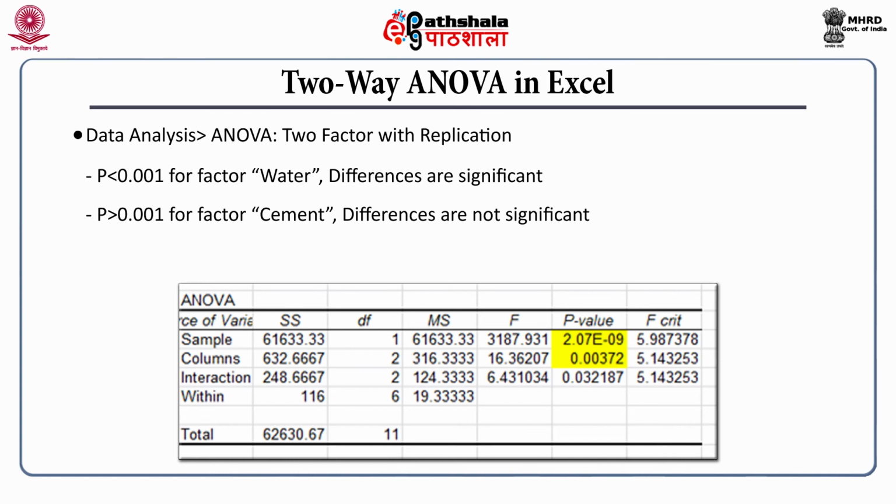NS. Now p is also higher than 0.001 for the interaction. So there is no significant interaction between these 2 factors too. So the only significant finding is the water. The volume of water influences the cement setting time, there is no interaction, and the cement is also not an important factor.